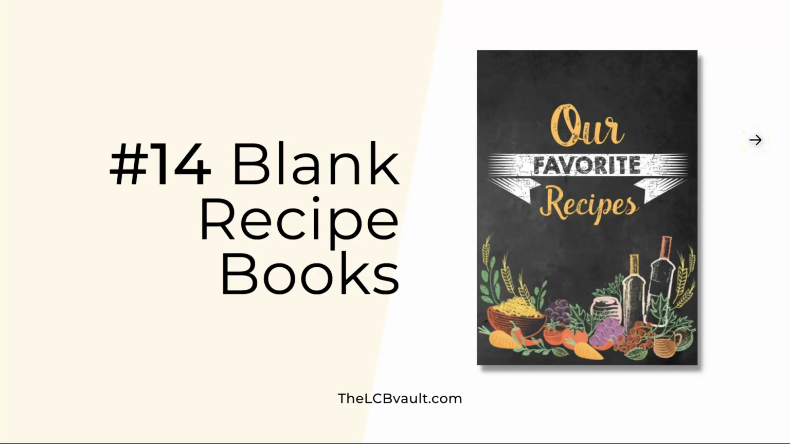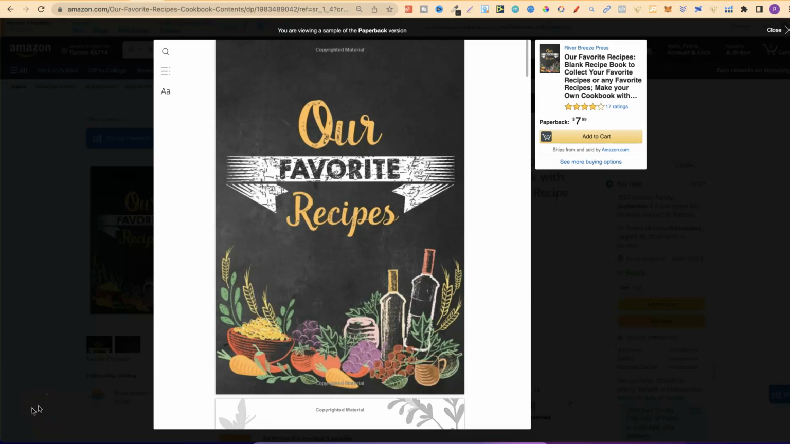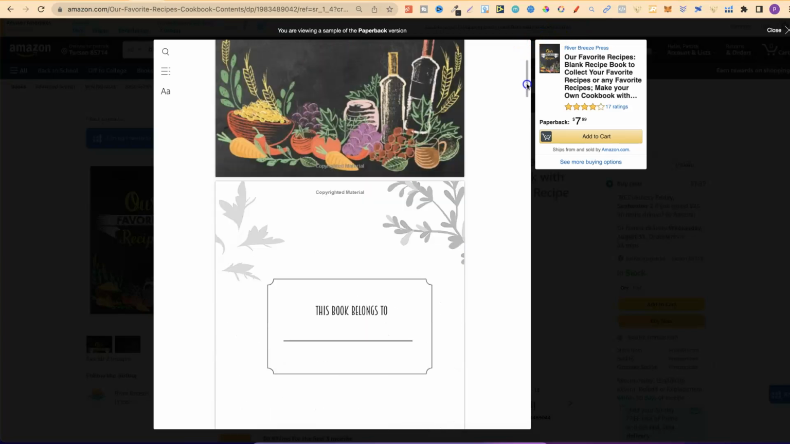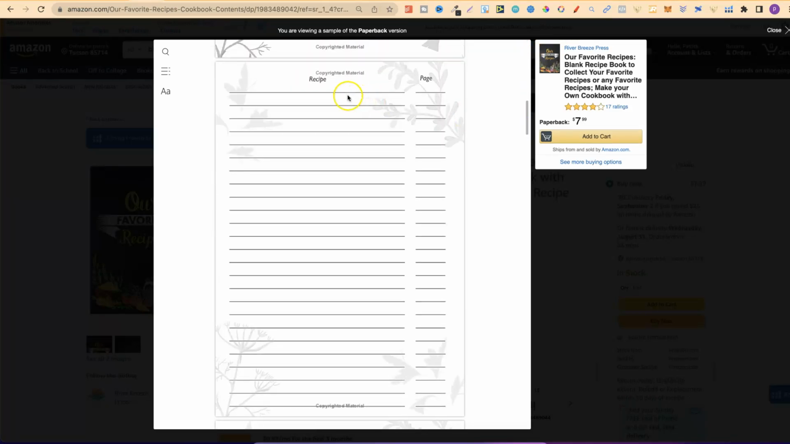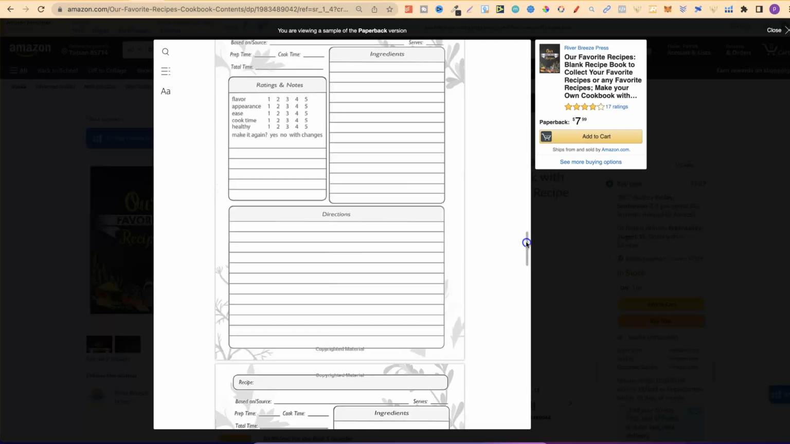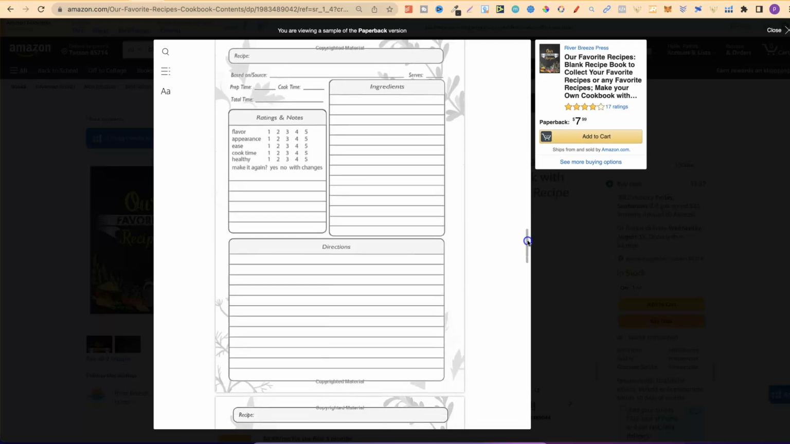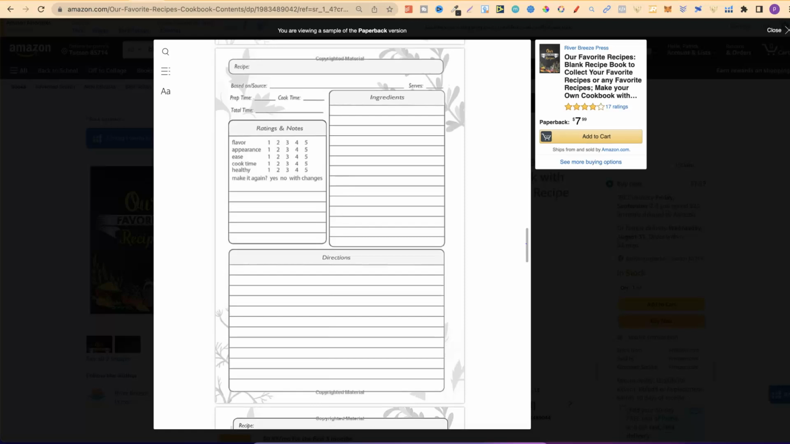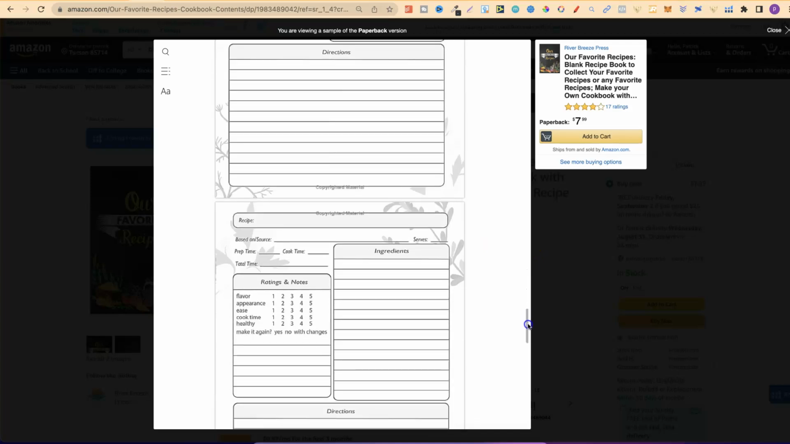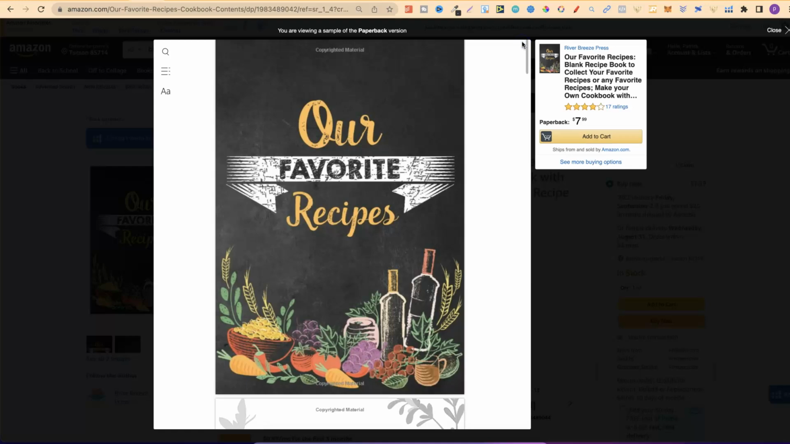Book number 14, and that's blank recipe cookbooks. Now, a blank recipe cookbook is just that. It's blank. It's a book where you can put your own recipes. Now, if we scroll down to this page just here, we can see the recipe name and then the page number. So if we take a look further down, I don't think we can see it. Yes, we can. Right here. Now, what you need is just a place to write down the recipe. So we have the recipe name, prep time, cook time, total time, ingredients, serves, and directions. So again, something like this is actually relatively easy to create within Canva.